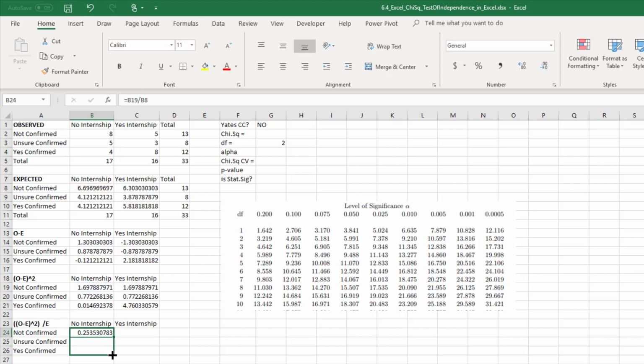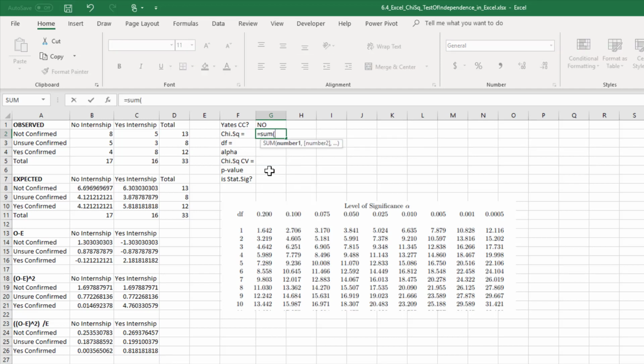We are then going to drag it over, let Excel do the heavy lifting for us. And we now have all of the smaller parts of the calculations. We need to collect the chi-square value itself. So I'm going up to cell G2 in my little helper area, and I'm going to do a sum function and add all of those values in that last step we just calculated.